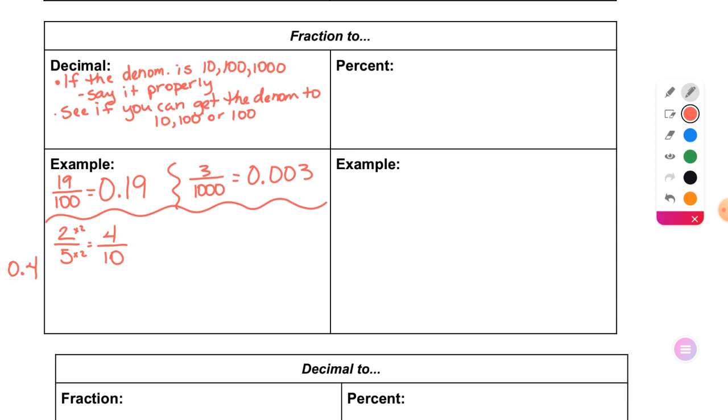And then Brant, how do I say that fraction properly? 4/10. How do I write that as a decimal? 0.4. Okay, I'm going to do another one of those.